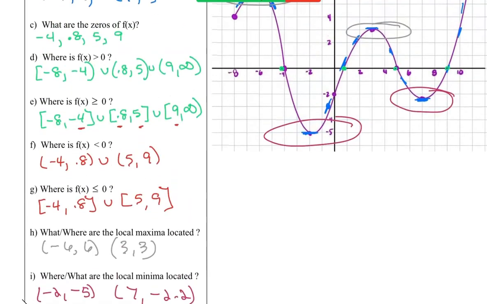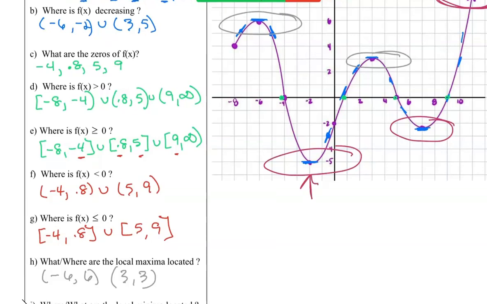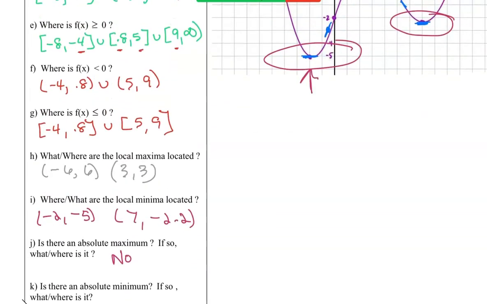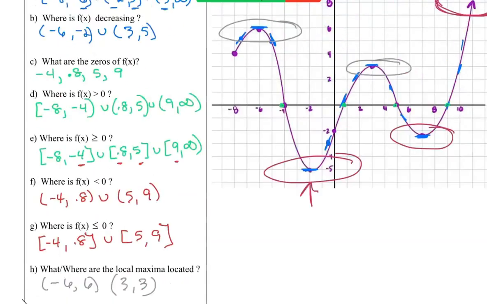Is there an absolute min? Yes, because I only have an arrow going one way. So that's going to be my absolute min. And where was that? My y is -5. So that was at -2, comma -5. So this is a yes. The other one was a no. Okay, these are coordinate pairs. That's why I have parentheses. Okay, so that's that analysis.